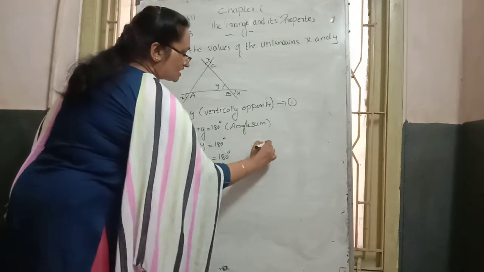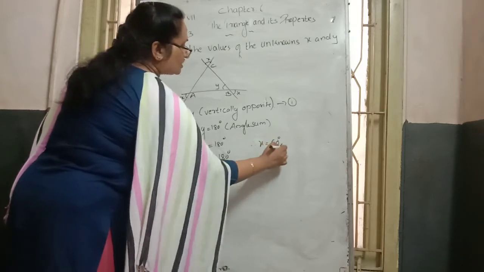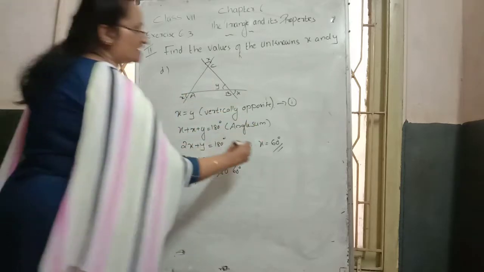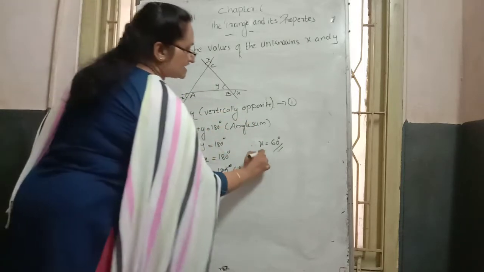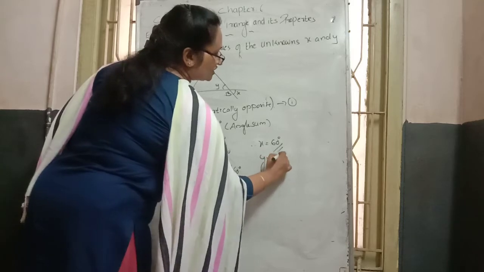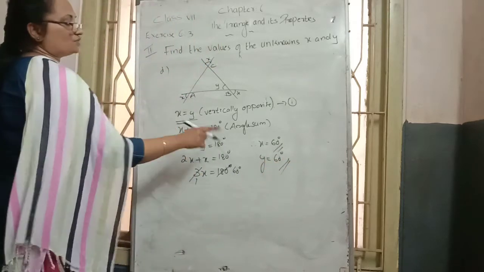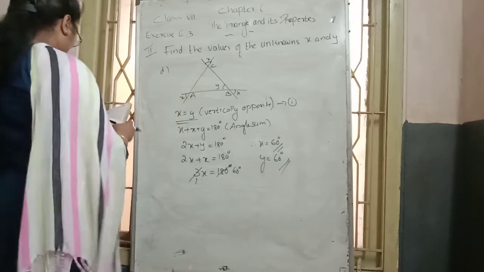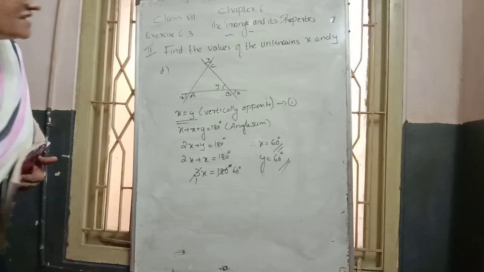Therefore, what does the x value become? 60 degrees we get there. So x is 60, and the y value is also 60. What is the reason? We already proved that x and y are equal. The x value is 60, and the y value also becomes 60 in this question. So I hope you can understand this question.